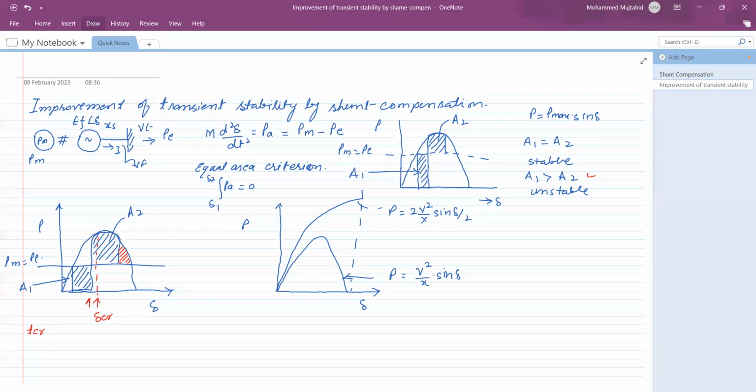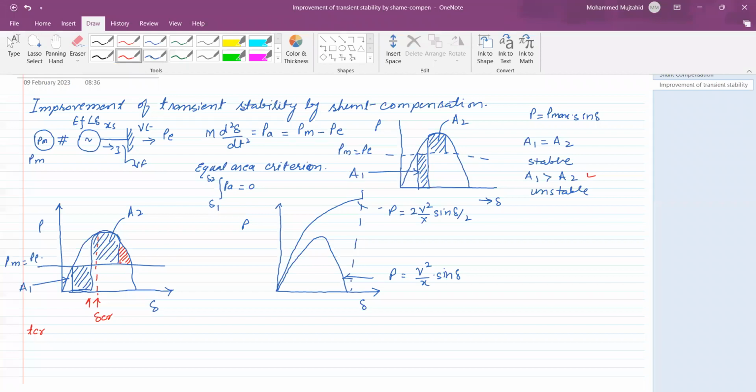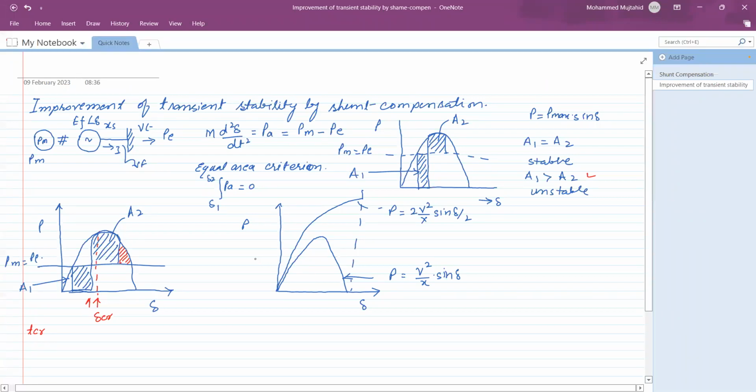Now we want to examine the power system transient stability improvement with the help of FACTS devices. So here it is a compensated line characteristic. Suppose the fault occurs, the power becomes 0. Here the fault gets cleared. So this is the area A1, that is called the acceleration area.